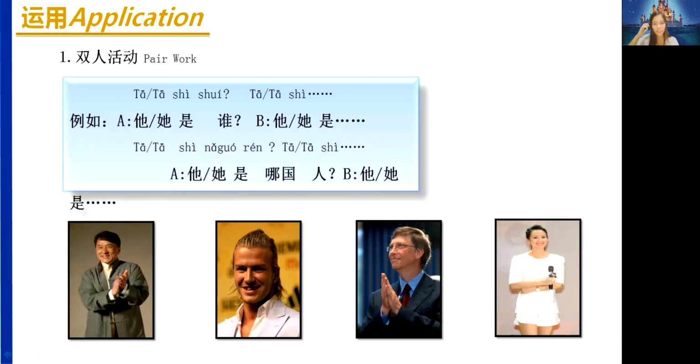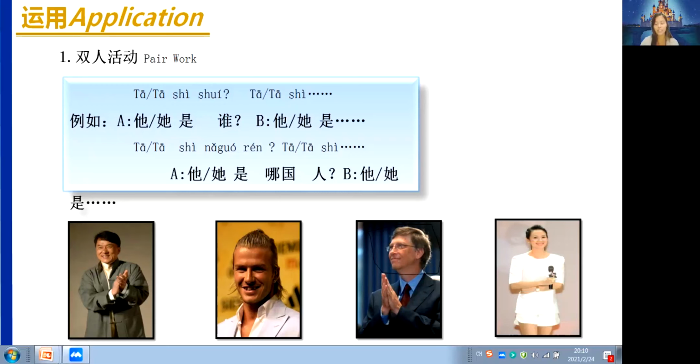Who is that person? He's a scientist, right? Who is this? A famous rich guy? Microsoft owner? His name is Bill Gates. Yeah, Bill Gates. Okay, ta shi Bill Gates. How do you call him in Chinese? Ta shi Bill Gates. Ta shi Meiguoren. He is so rich.